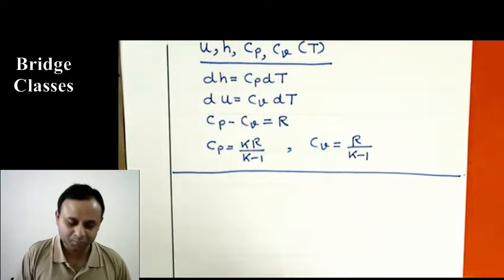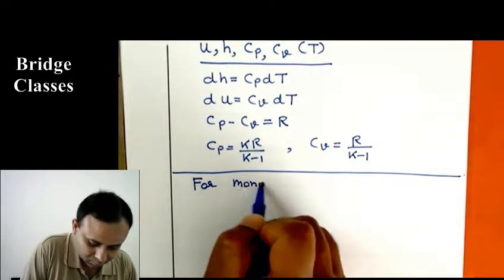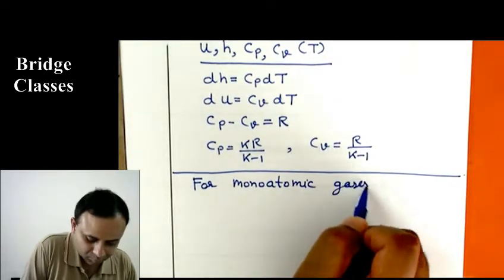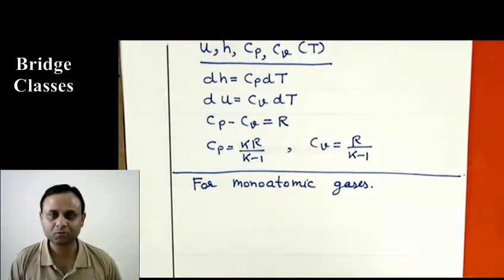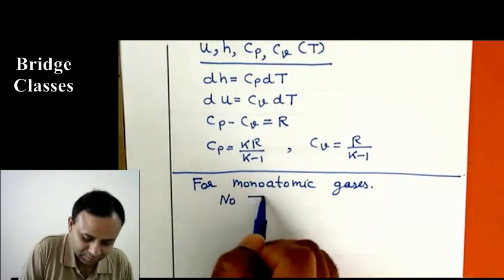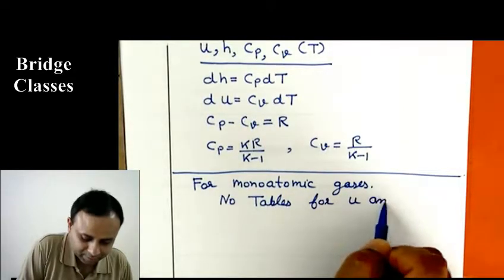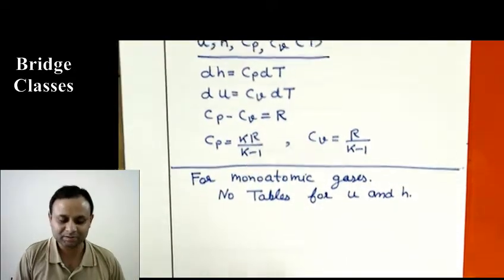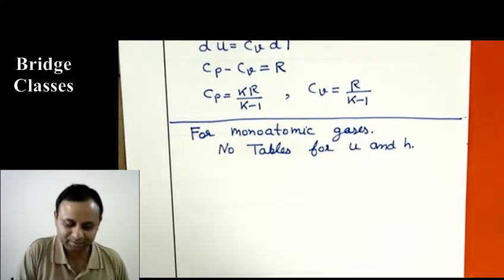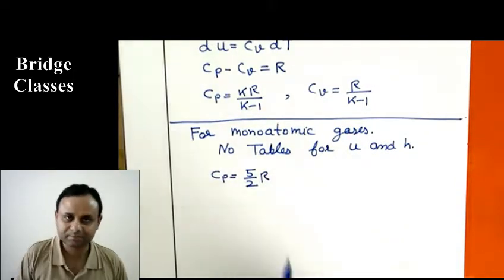And again, for monoatomic gases, you will not find any tables for U and H. There are no tables for U and H because we don't need those tables. For monoatomic gases, specific heat is a constant. Cp is 5/2 R. It is a constant.